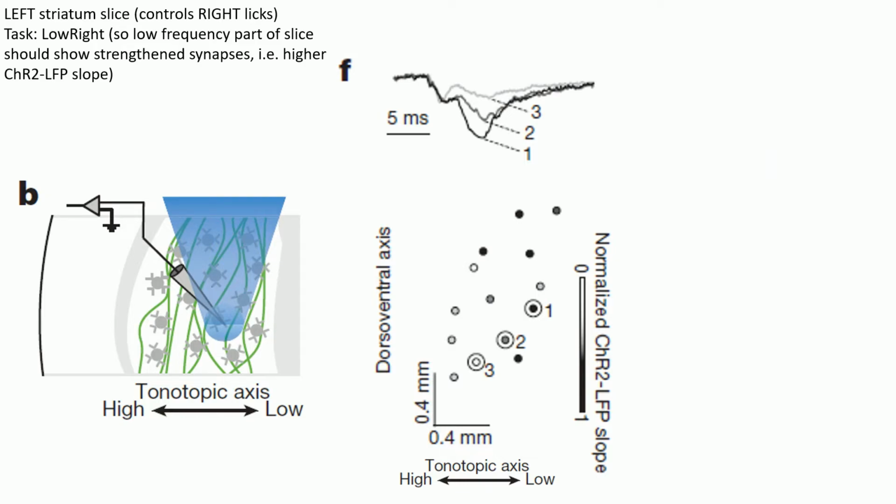Here is an experiment on one rat that was trained on the low right task. The rat was sacrificed and the slice of its left striatum was recorded from a total of 14 locations.